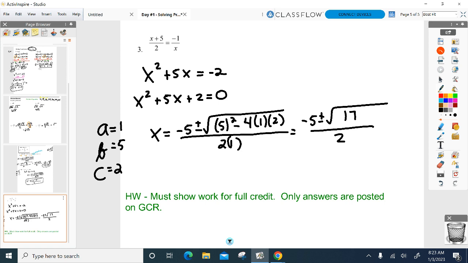Getting 17 underneath the radical, and probably you're finding out you can't break down 17. So we got lucky again. That's not going to happen a lot tonight, but if it does, leave it.